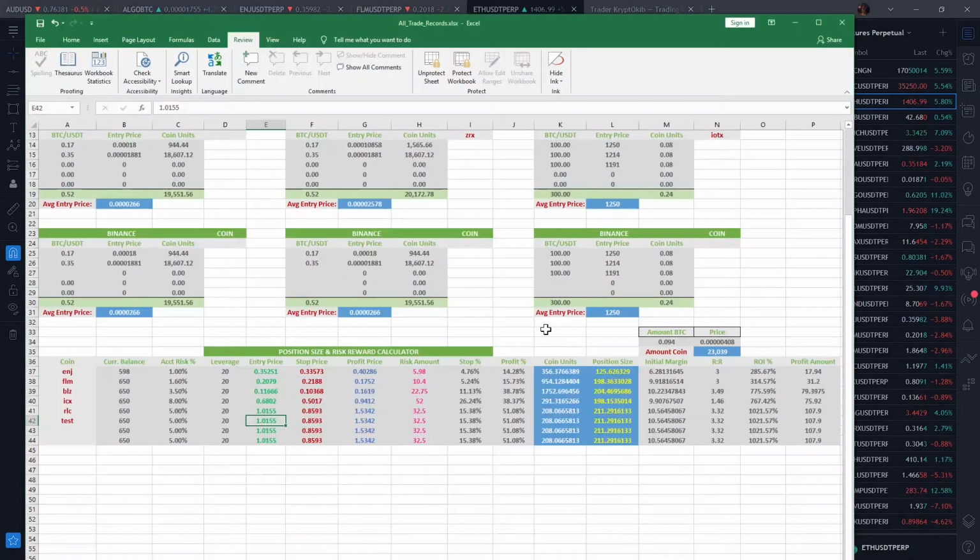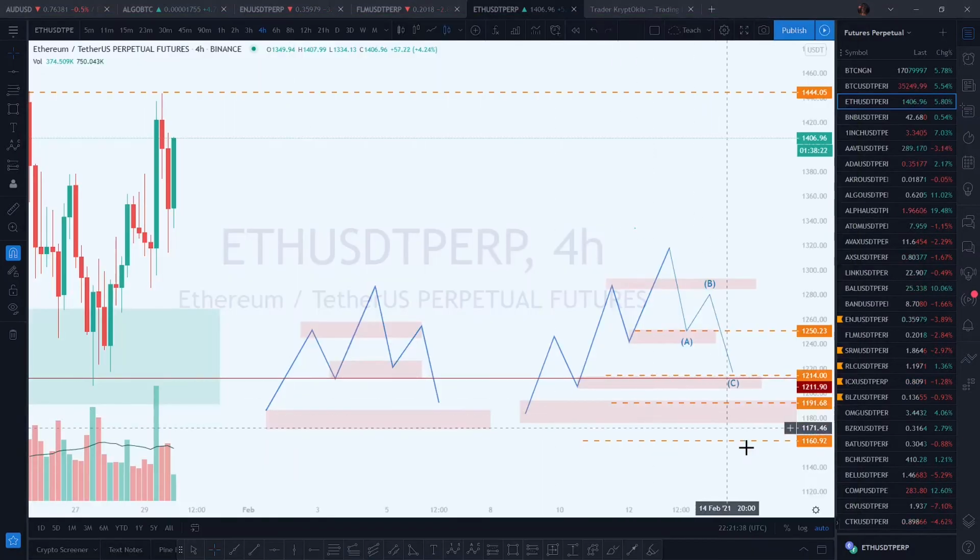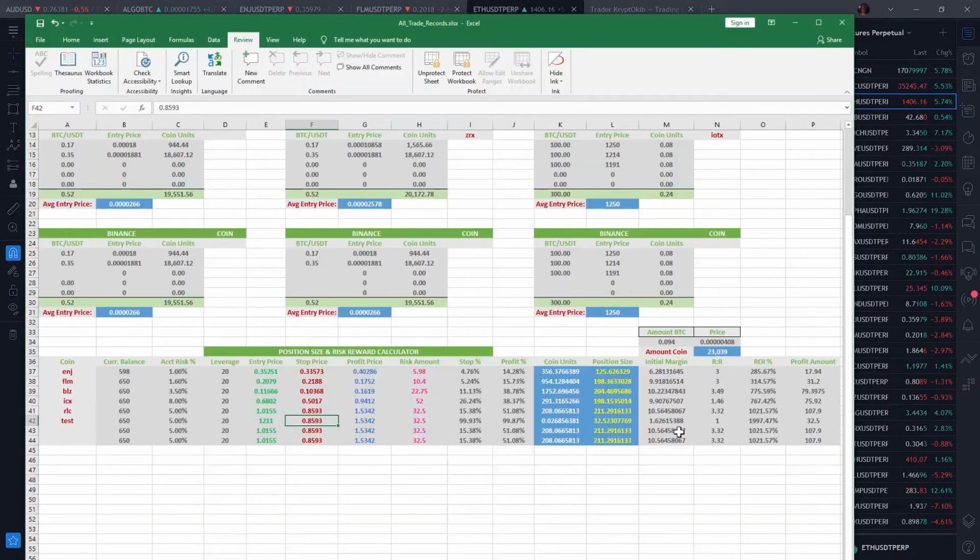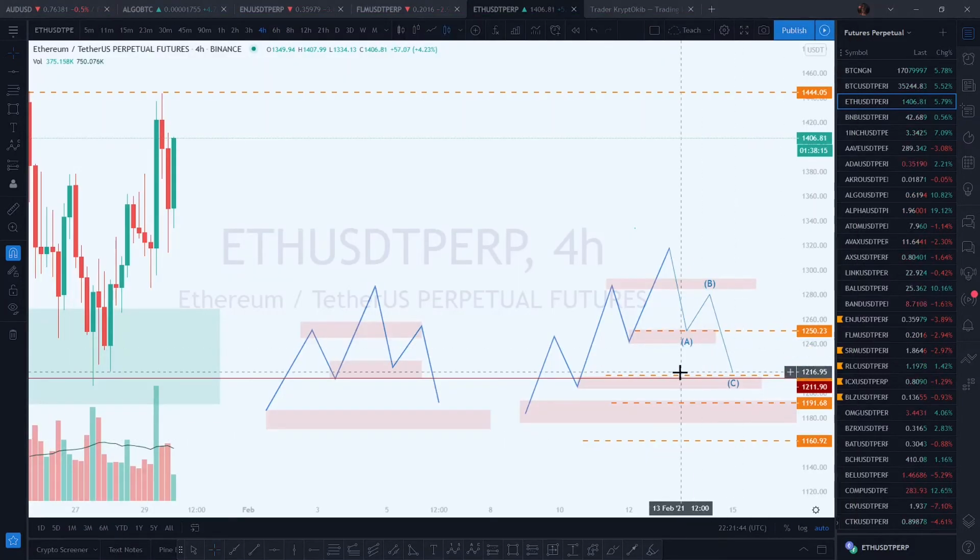So that is 1211, right? So the average entry price would then be 12.11. Then where is the stop price? That's 11.60, right? The stop price is 11.60. Then where will you expect to take profit? Because this is a big correction on this big wave, you expect price to make a higher high.